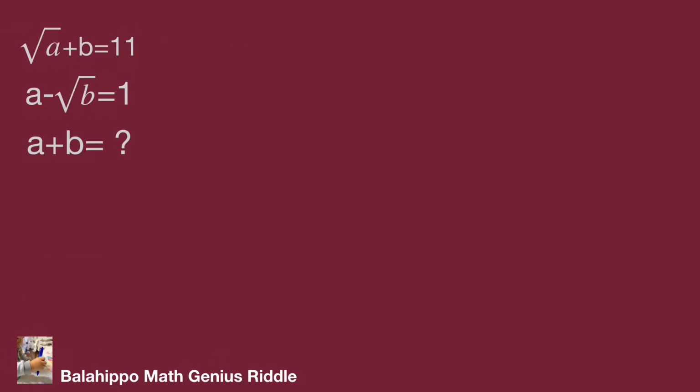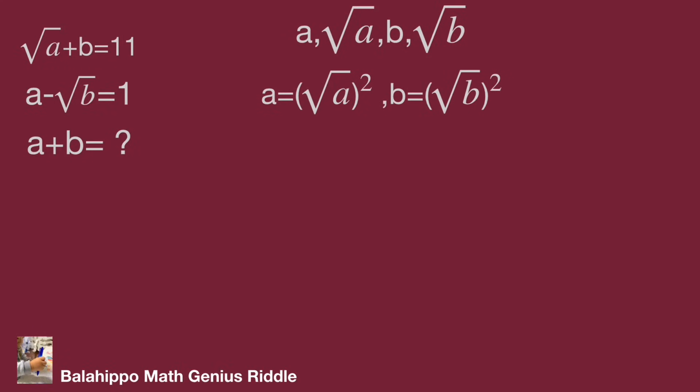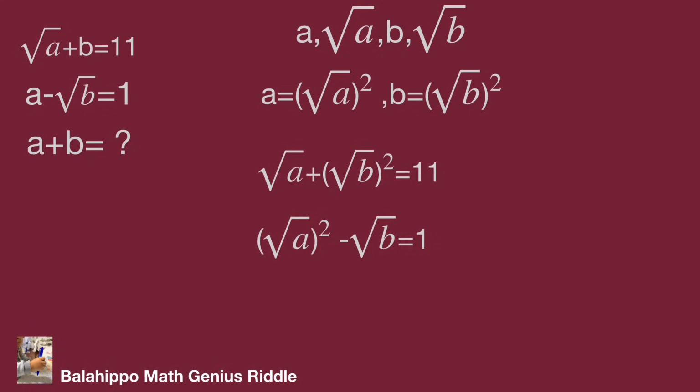In these given information, there are 4 elements: square root of a and square root of b in the equations. I'm going to find the connection among them. I find a is the square of square root of a, b is the square of square root of b. Therefore, substitute b by square root of b squared and a by square root of a squared. We get these 2 new equations.